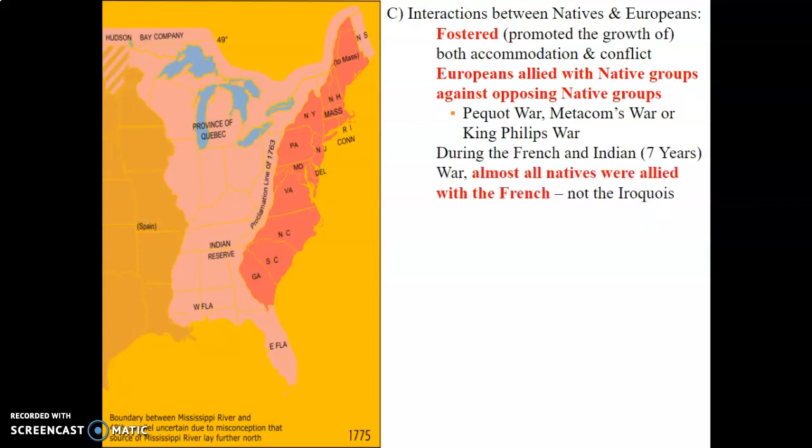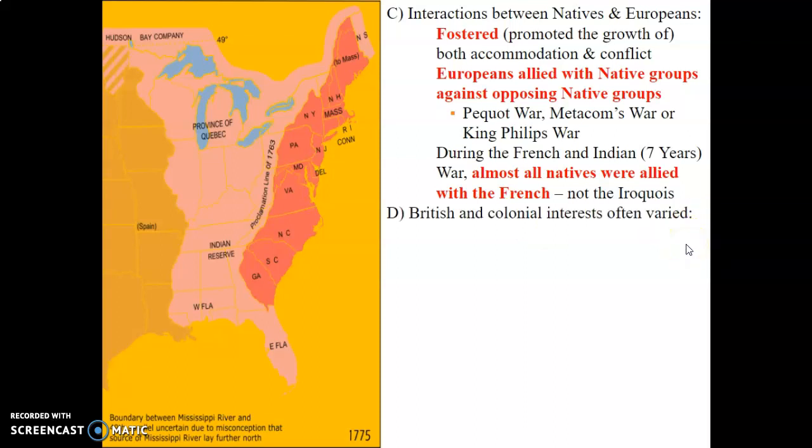This is also important during the French and Indian War, also called the 7-Year War. Almost all natives were allied with the French and not the Iroquois. Why were they allied with the French? Remember, they were nicer with them. The Iroquois not that much because they had closer ties to the English.